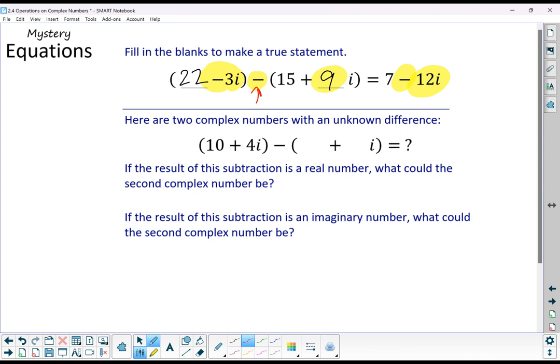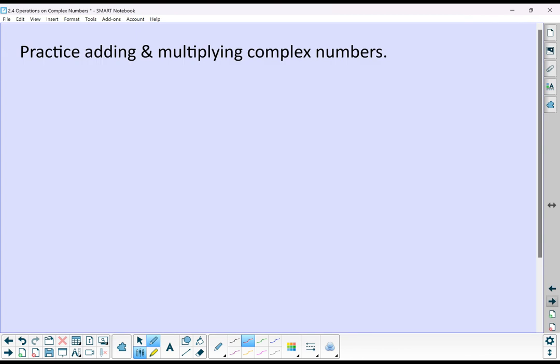Okay, for the video, I'm going to skip that. If you want to stop the video for a minute and practice a couple before we move on to dividing, that's probably a great idea.